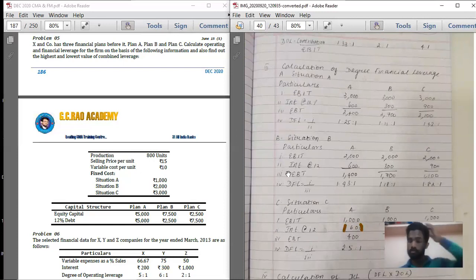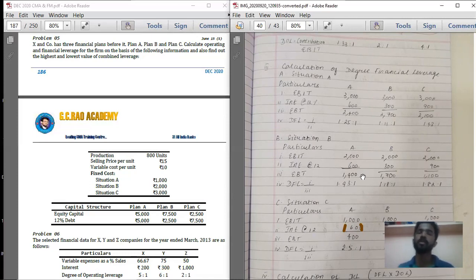Below that, small roman number 2, interest at the rate of 12%. So interest will remain the same irrespective of a change in fixed cost situations. So 12% into 5000, that is 600, within bracket, interest at the rate of 12%. Plan A 600, plan B 300, and plan C 900, all three within bracket.